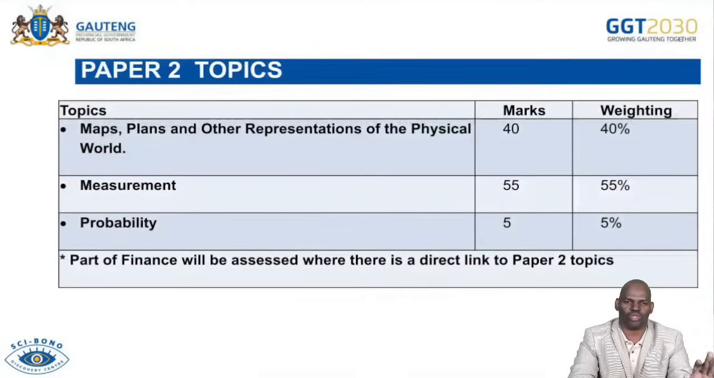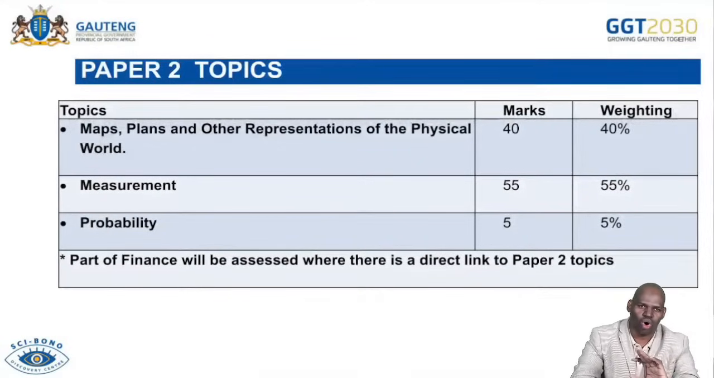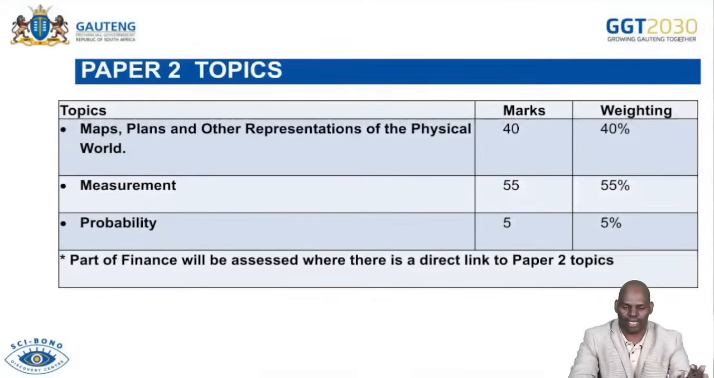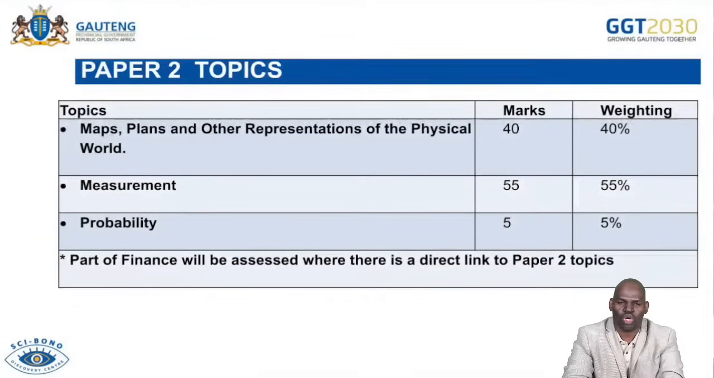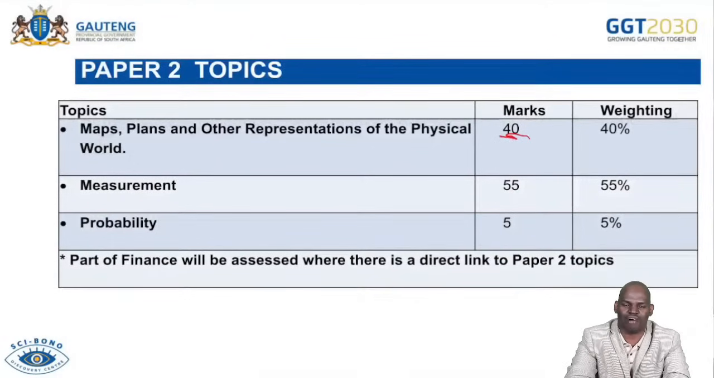That is where you should be able to score a lot of marks. For me, if it is possible, you should be able to score all the marks based on the questions on maps and plans. Now in paper two, you're going to write out of 100. So we estimate that the marks for maps and plans will be about 40. 40 marks will come from maps and plans.